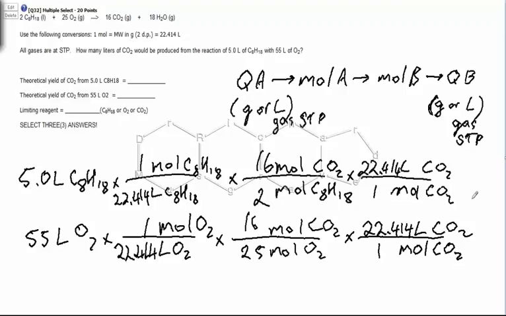Whichever one gives the smallest number of litres of CO2, that one's the limiting reagent. It also turns out that whichever one of these gives the smaller litres of CO2, that is also the theoretical yield for the reaction as well.